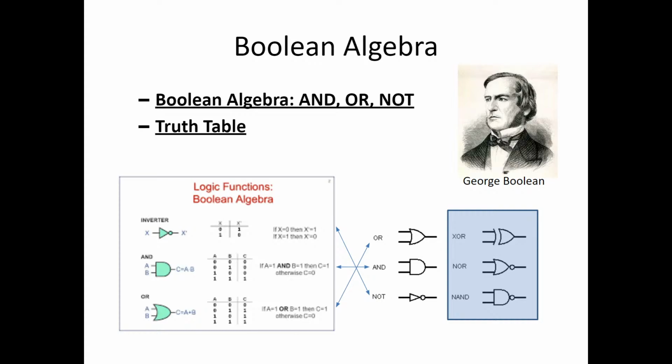Then we have NOR. NOR is essentially a combination of not and or. And finally, we have NAND, which is a combination of not and and. We're going to get into more detail in this a little bit later, but this is a simple representation of what these functions can do.